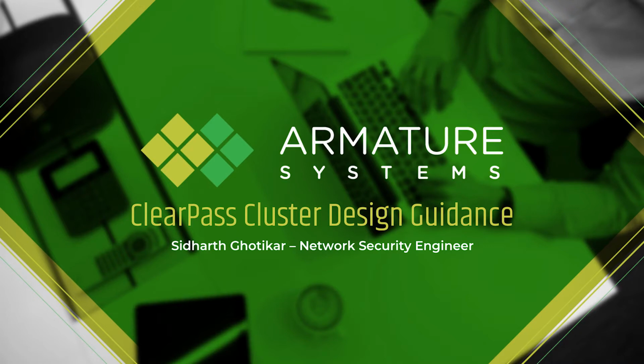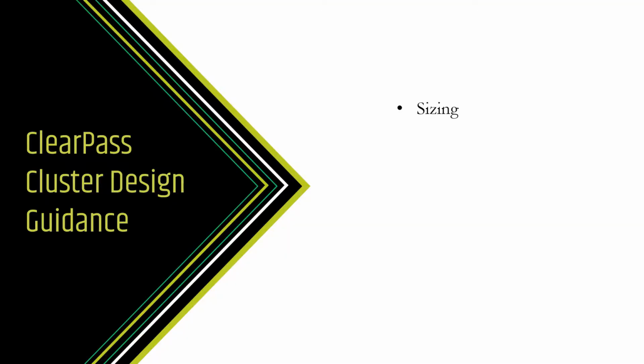And today I will be going over some of the high-level design considerations. First thing to address here is sizing. For sizing, we need to calculate the number of endpoints authenticating to the network, which includes IoT devices as well. Also, the type of authentications, for example, EAP-PEAP, EAP-TLS, type of authorization, RADIUS accounting load, and so on.